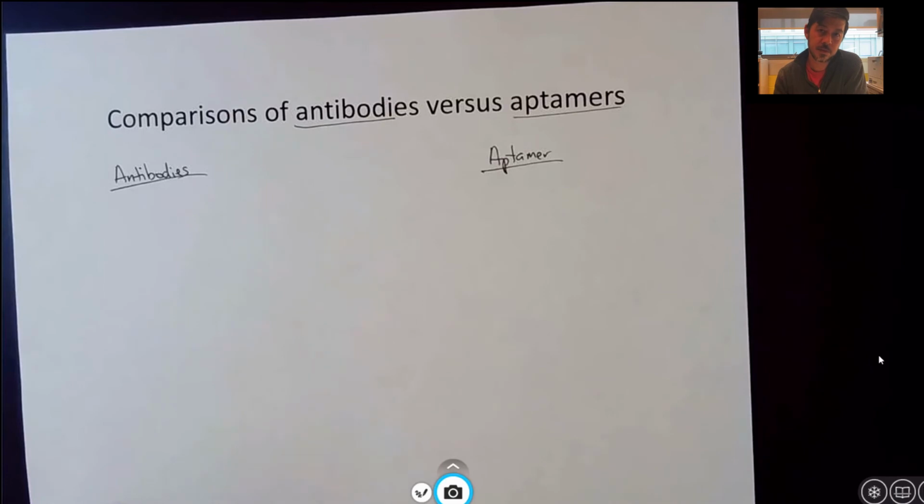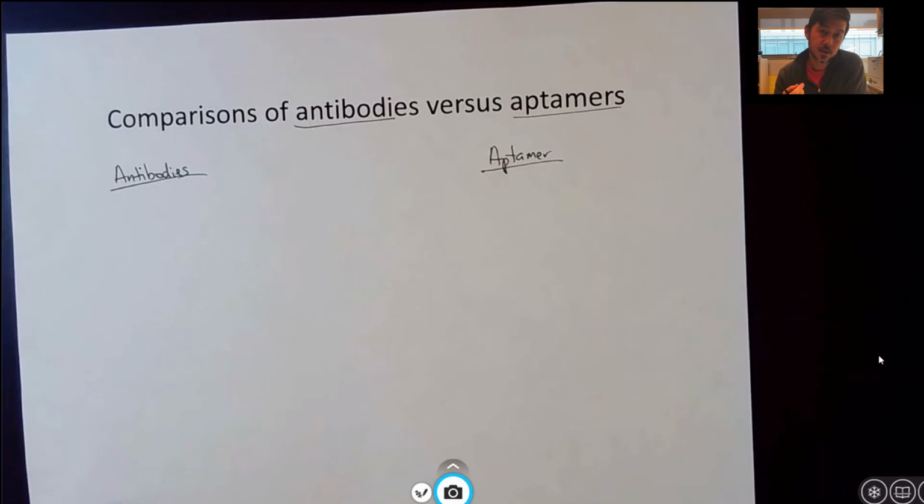Sometimes you might use a rabbit or a bovine, which is a cow, or sheep or goat, and you literally inject that animal with your target of interest. The animal will develop antibodies to it, and then after sufficient antibodies are made, you have to sacrifice the animal, collect the antibodies, and then purify them and store them at 4 degrees. So there are some significant disadvantages with antibodies.